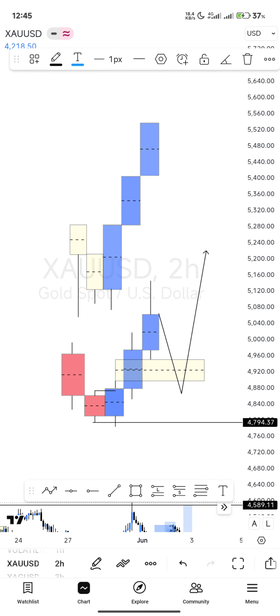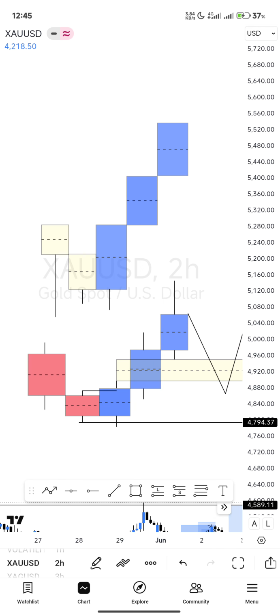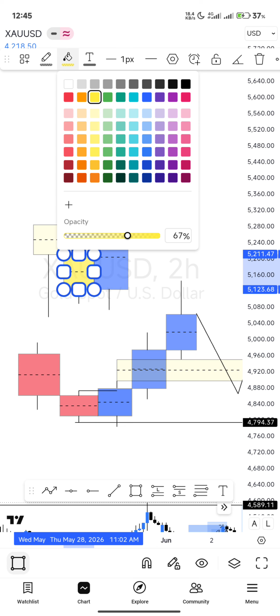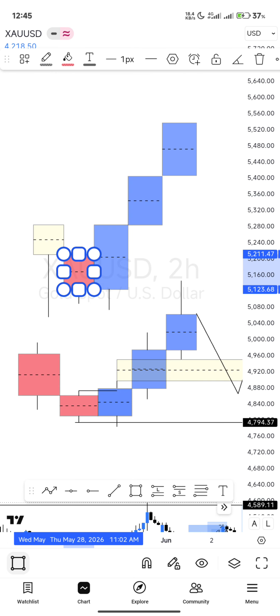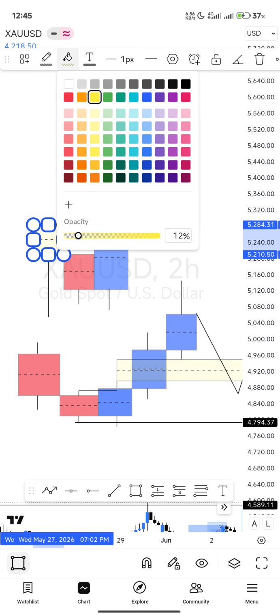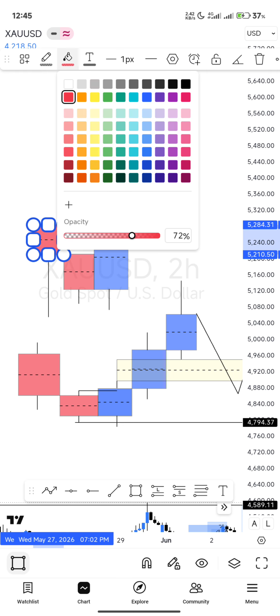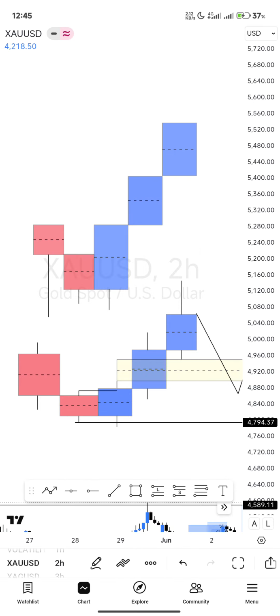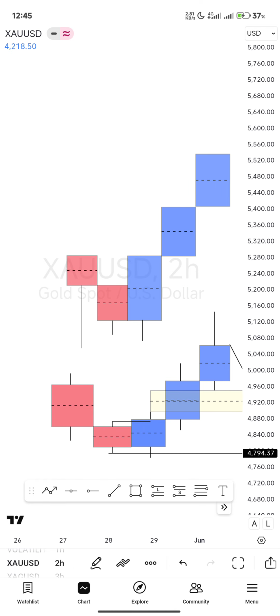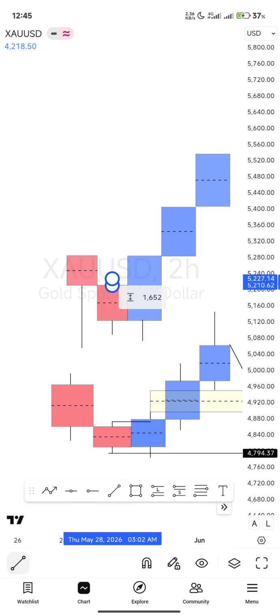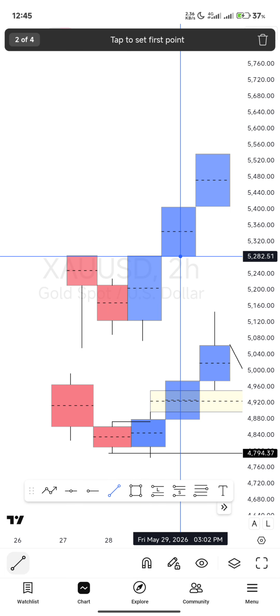Pay close attention so you can get this. We'll look at practical examples soon. I forgot to add this, so we add a wick here.